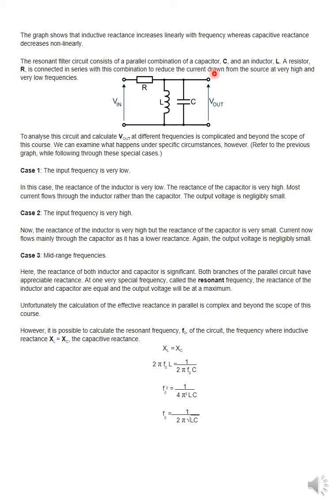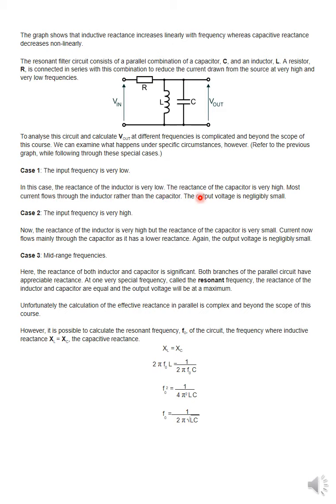The resonant filter circuit, or you can say the band pass filter circuit, consists of a parallel combination of a capacitor and an inductor. A resistor R is connected in series with this combination to reduce the current drawn from the source at very high and very low frequencies. To analyze this circuit and calculate V out at different frequencies is complicated and beyond the scope of this course. But we have done a bit of this in the resonance circuit, so we can examine what happens under specific circumstances, depending upon the previous graph.